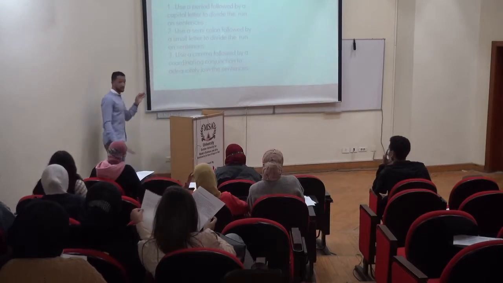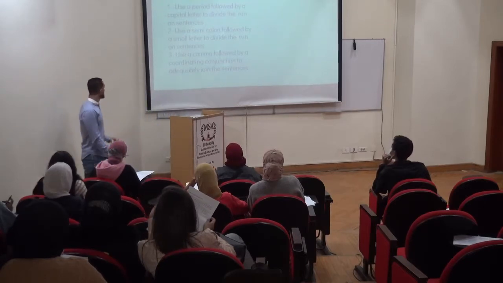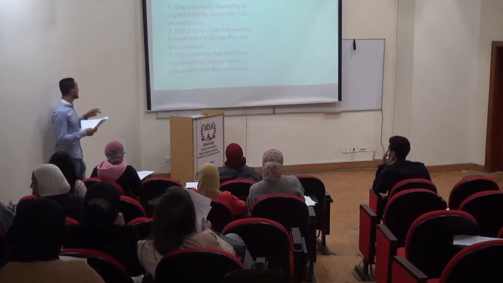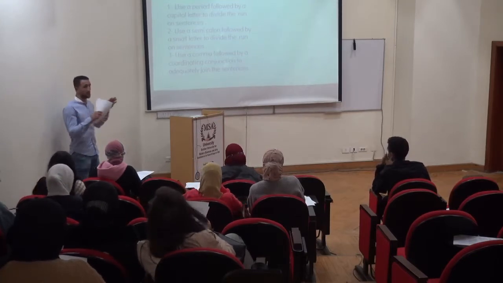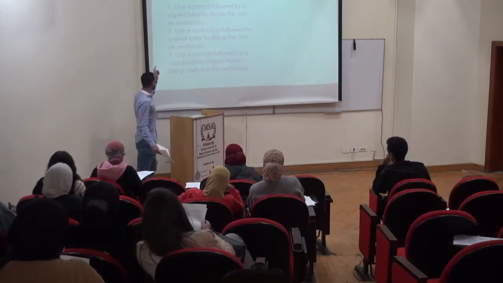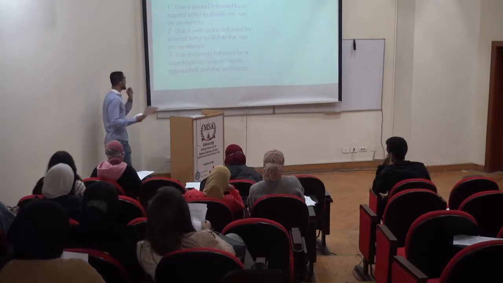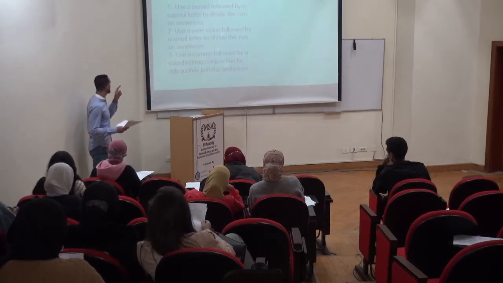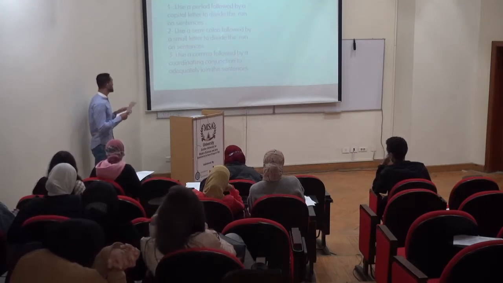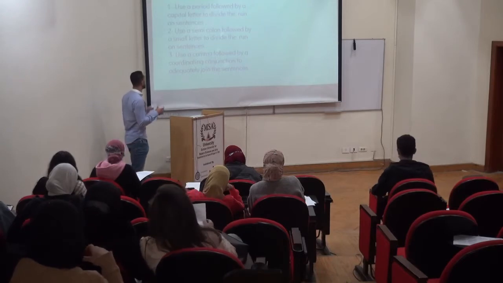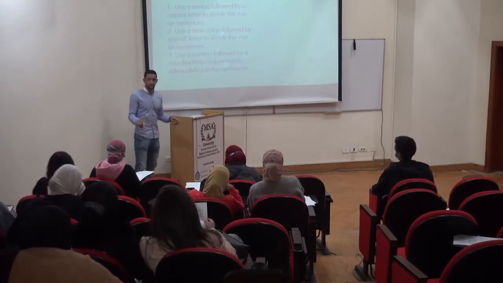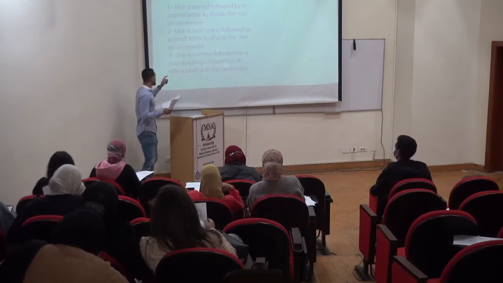Okay, we have three techniques today. I'm going to teach you three techniques. First one, use a period followed by a capital letter to divide the run-on sentence. Period means full stop. Second one, use a semicolon followed by a small letter, not a capital letter, to divide the run-on sentence. Last one, use a comma followed by a coordinating conjunction to join these sentences. Coordinating conjunctions.